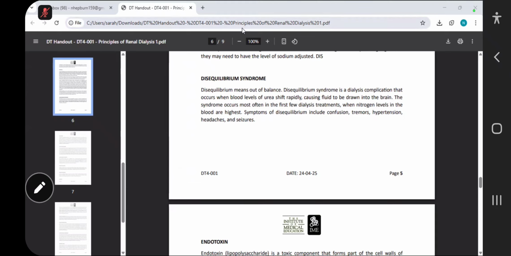So you all read about bicarbonate-based dialysis. Yes, miss. Can somebody tell me? No, that's not this handout, right? Miss, I have it written down in a book, but not from the handout. The dialysate base components, yeah.